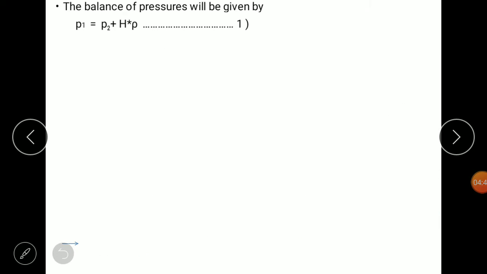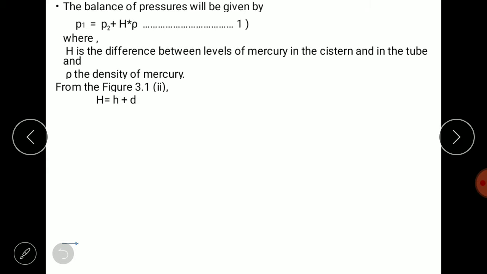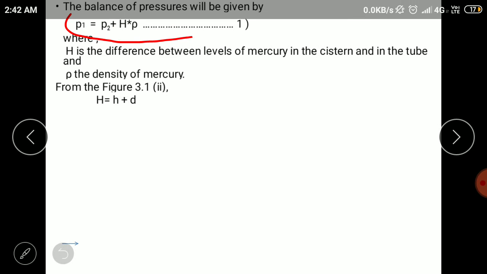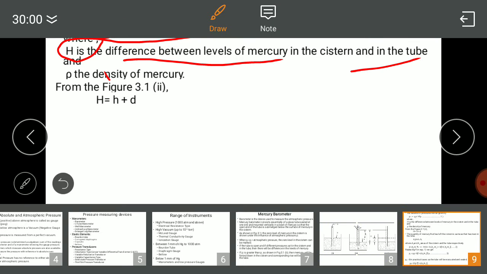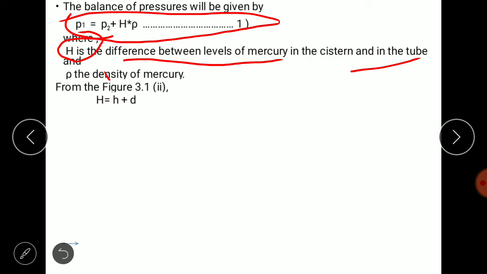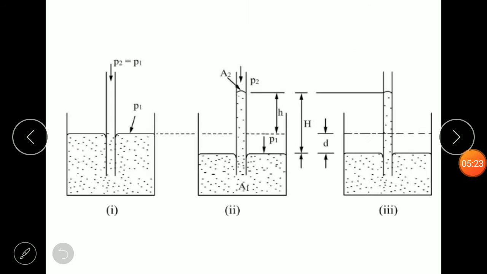Now from that we can write the equation. From the pressure balance, P1 will be equal to P2 plus h times rho. Now what is h? h is the difference between the levels of mercury in the cistern and the tube, and rho is the density of the liquid. The liquid we use here is generally mercury. Now we will go directly to the diagram. We can see here what h is. It is the level of the liquid.